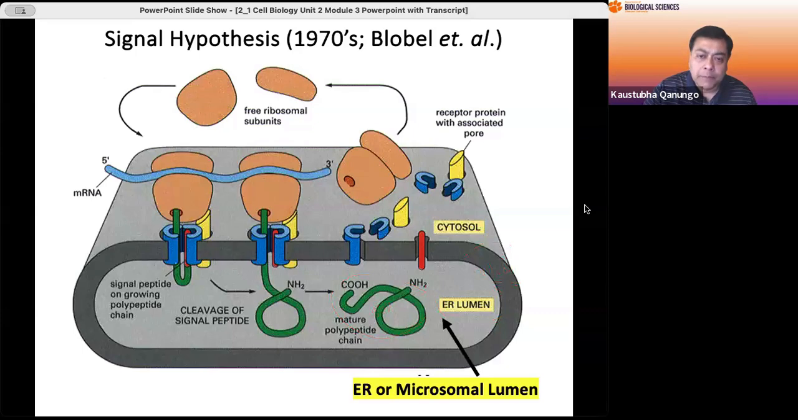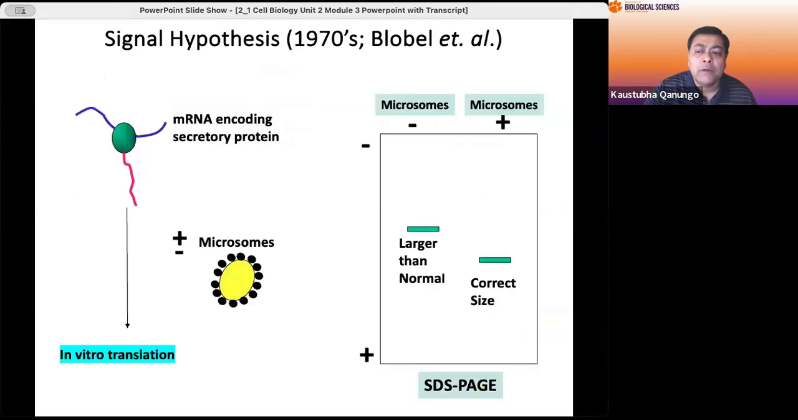All right, now the signal hypothesis was put forward, and how was it known that there is really a signal? Scientists did what is called an in vitro translation. An in vitro translation is essentially in the test tube, where you add the mRNA and the ribosomal subunits. In one of them, they were without microsomes. In the other experimental part, they added microsomes and then incubated that. And then they ran a gel to see what the outcomes were.